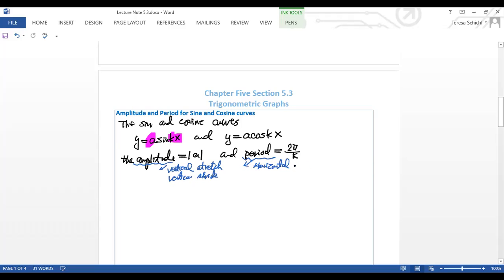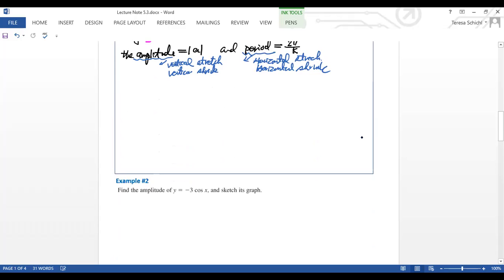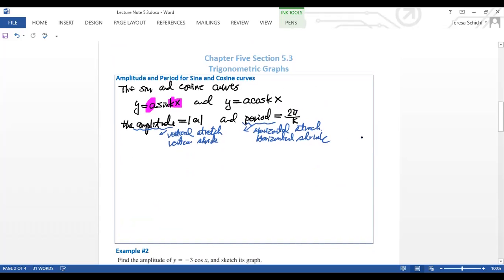Okay, it's a horizontal stretch, or is a horizontal shrink, right? Okay, so that's how we define the amplitude. So what does that mean here?